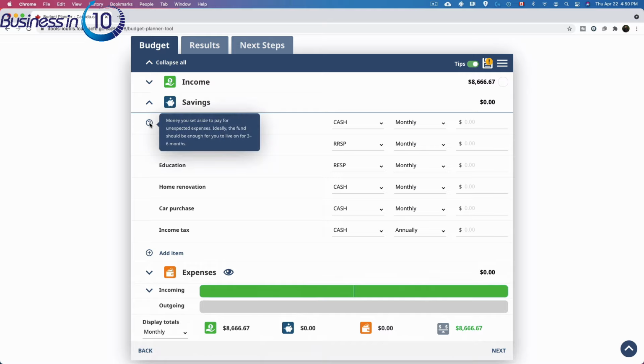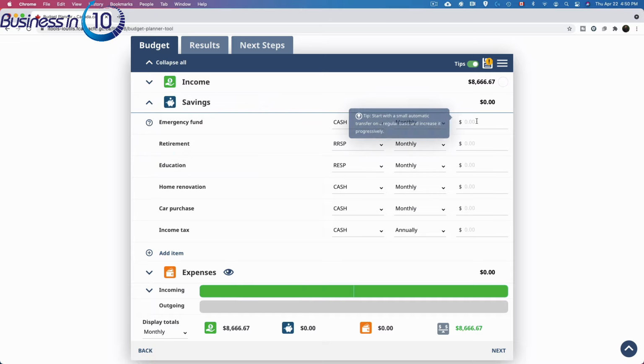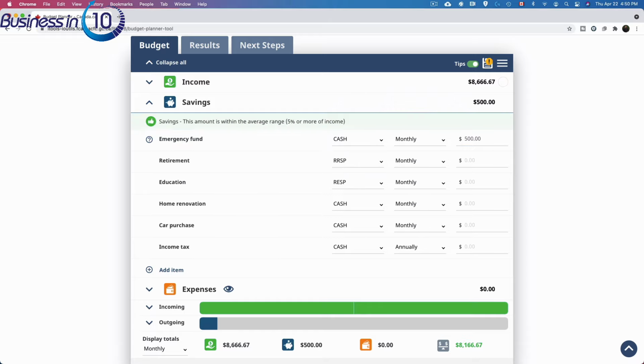Again, if you look here, it'll tell you money you set aside to pay for unexpected expenses. Ideally, the fund should be enough for you to live on for 3 to 6 months. Remember what you talked about earlier? This is the rainy day money. So you got to put some money aside so that you have some money for a rainy day. So I'm going to put $500 for a rainy day. Cool. And as soon as you put this in there, the system will show you that there's now $500 in the bank or saved away.